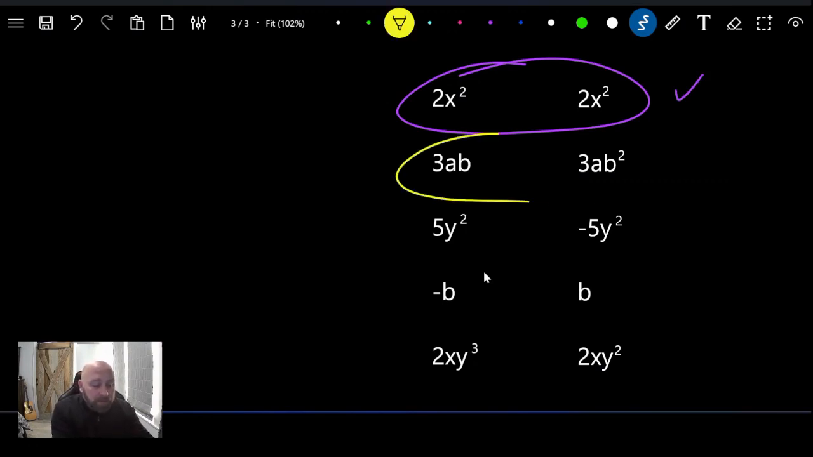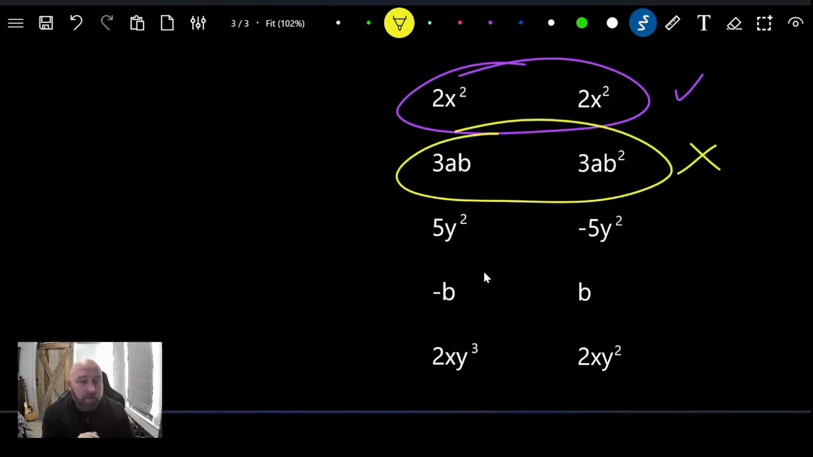Good. How about this one right here? 3ab and 3ab squared. Are those like terms? No, they are not like terms. Why are they not like terms? Because the ab is the same, the letters are the same, but the b has an exponent of 2 in the second one, so that is not like terms. All right, how about the next one?